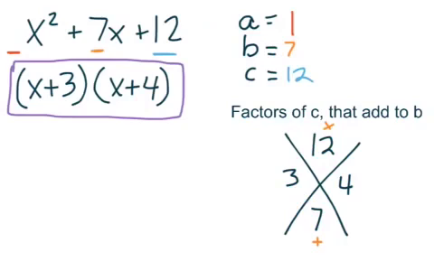If you want to check yourself, you can multiply the two binomials you got using the box method, and you should get this trinomial. Go ahead and pause, and then be ready for example 2.